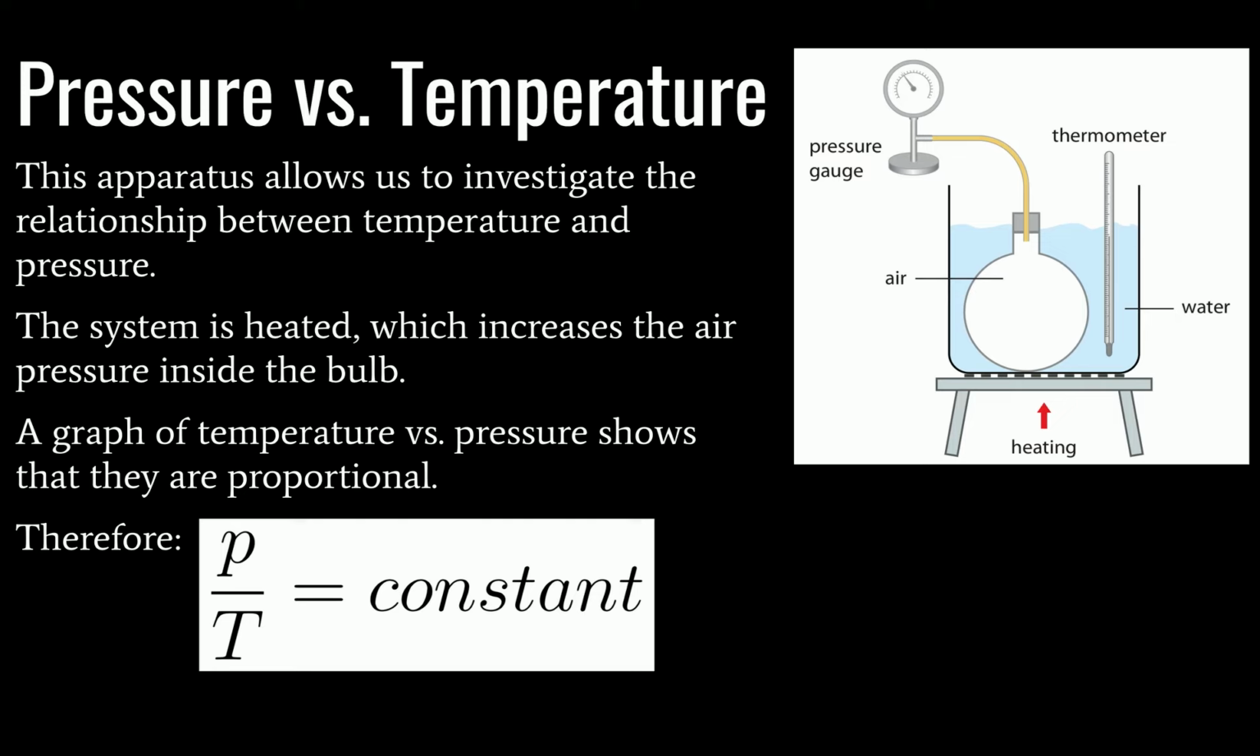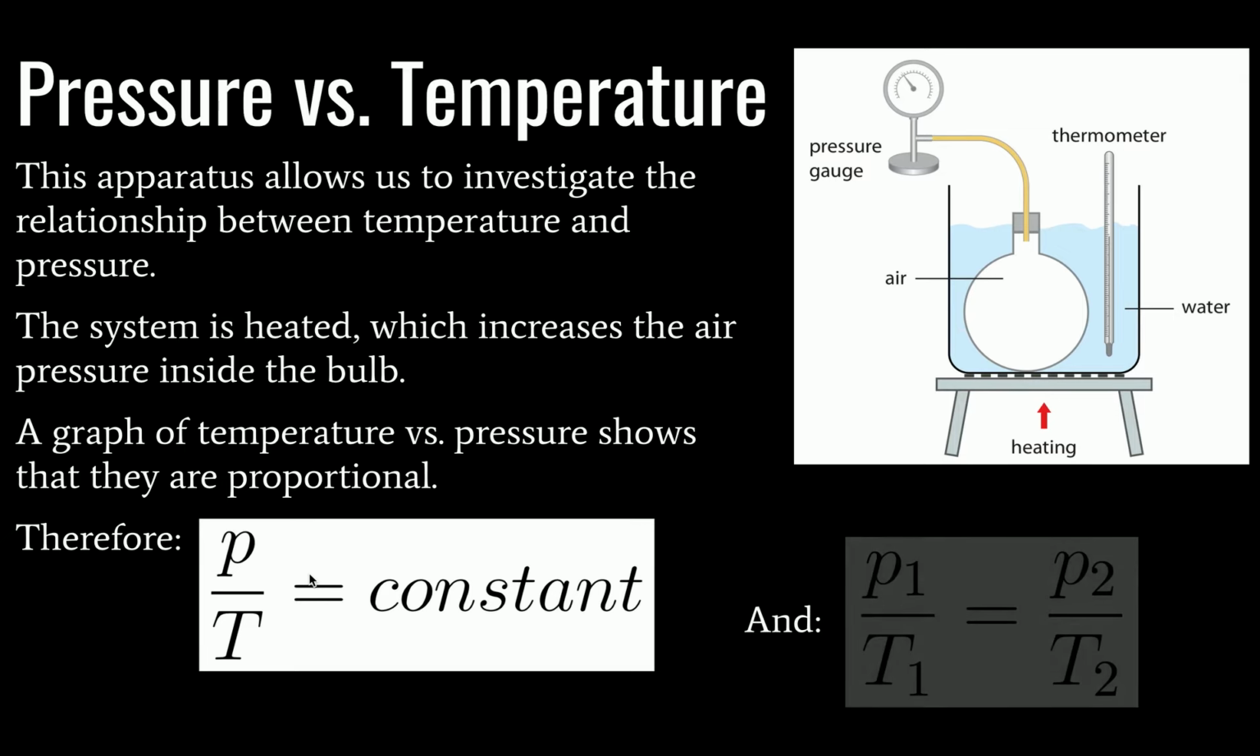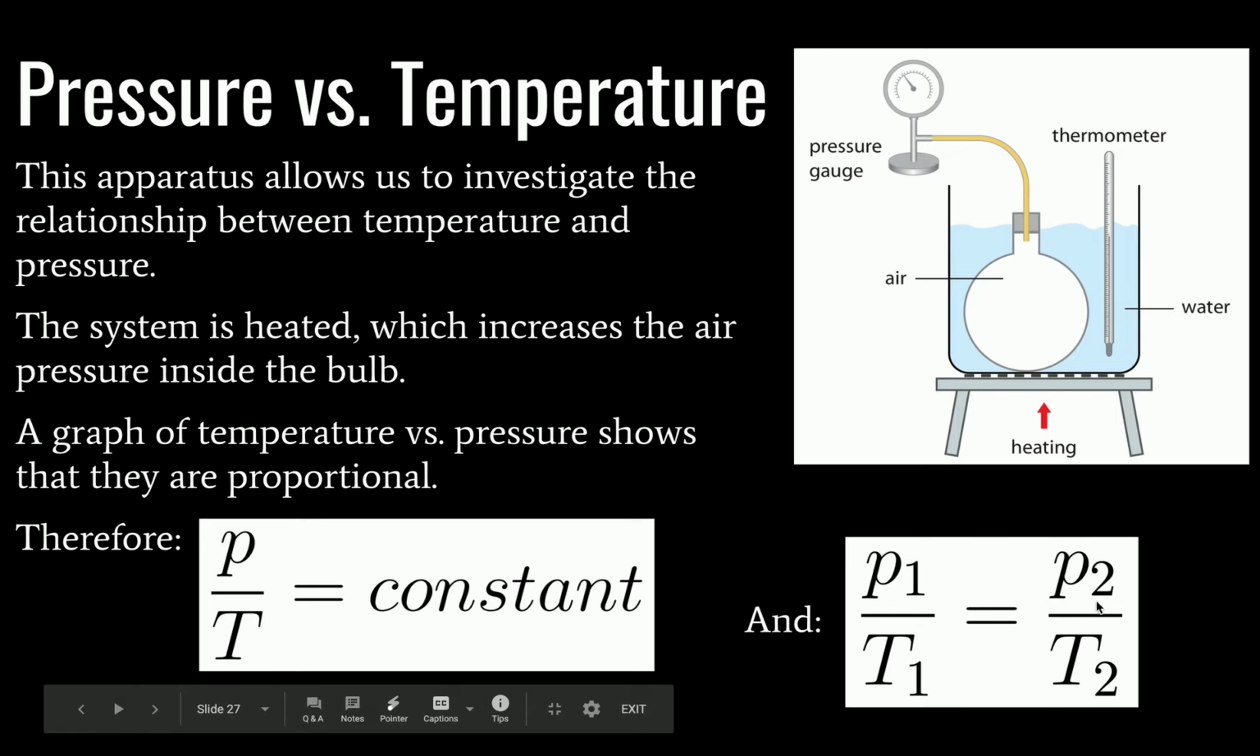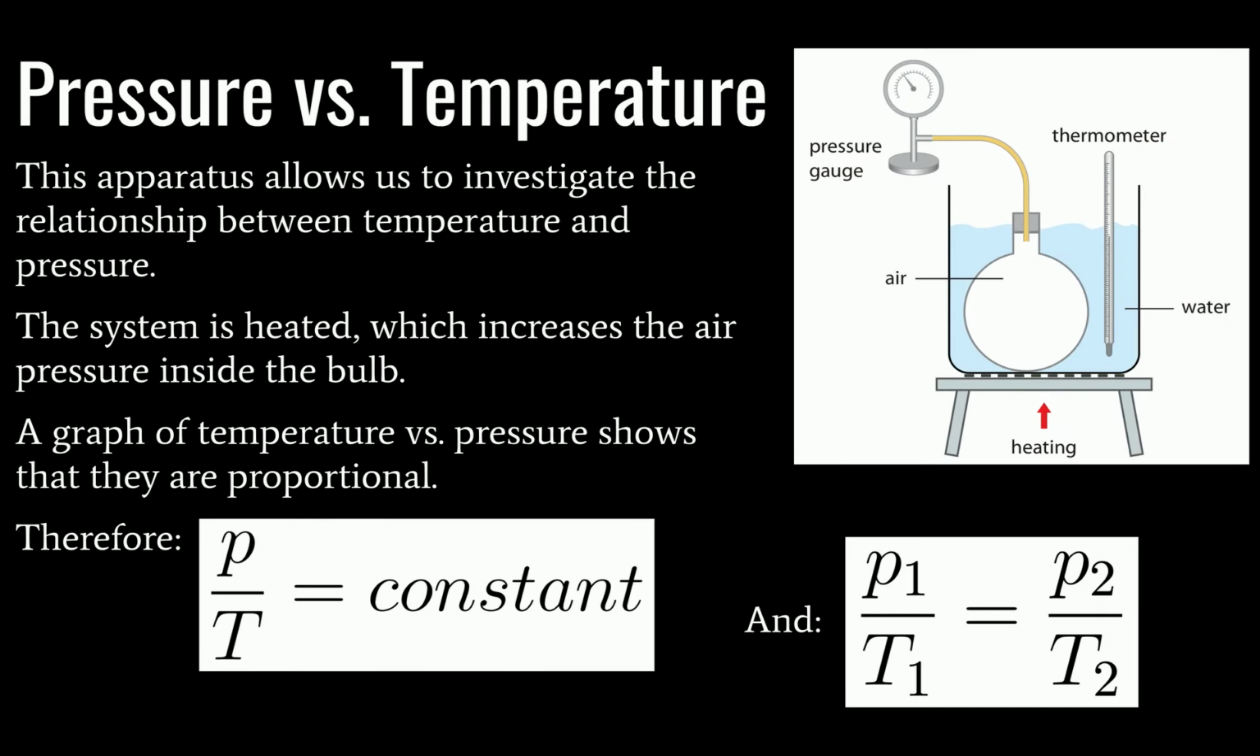And rather than show you a graph again, I'm just going to give you the math. We are in a hurry. What we're going to find is that pressure divided by temperature is constant. And so therefore our initial conditions will equal our final conditions. So our key conclusion here is that a graph of temperature versus pressure shows that they're proportional, assuming that we have a constant volume.